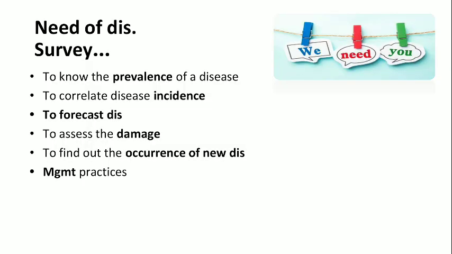Next, the need of disease survey. Why should we study this topic? First, for knowing the widespread presence of disease. Second, to correlate the disease incidence. Next, for forecasting of plant diseases, and for calculating the damage which will be caused by the pathogens or disease. Then to find out the new upcoming diseases, and different management practices.